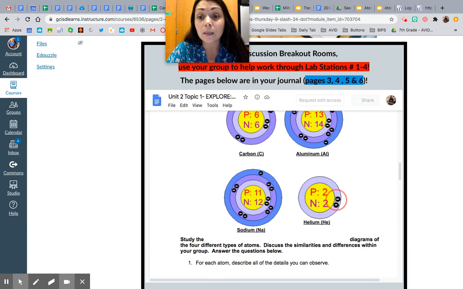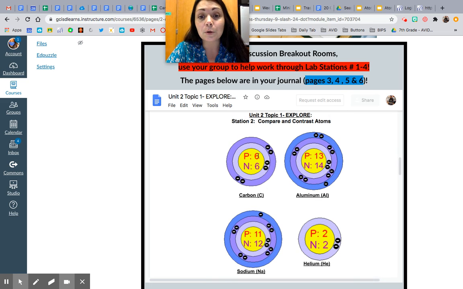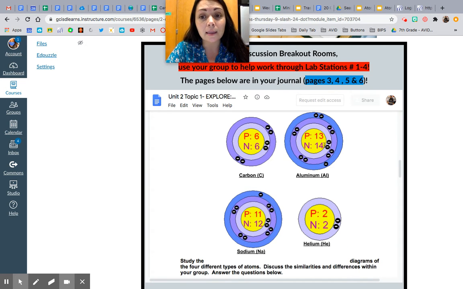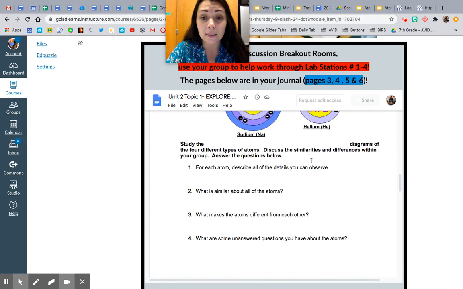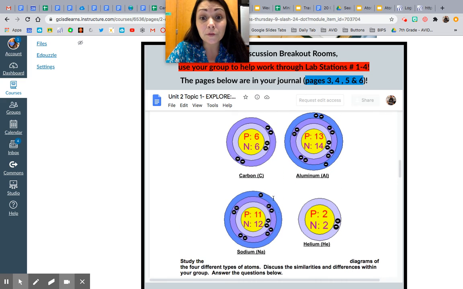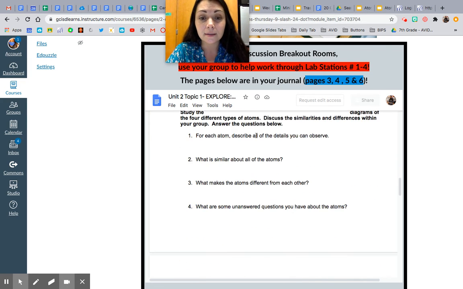2 protons, 2 electrons; 11 protons, 11 electrons; 6 protons, 6 electrons; 13 protons, 13 electrons. I'm also noticing that sometimes the neutrons match. So we have 6 of each here, and we have 2 of each here. But then for the case of aluminum and sodium, I'm noticing that there's an extra neutron in both. So sometimes neutrons are not the same. Atoms are different from each other, y'all, by the number of protons, the identity, the fingerprint of the element.